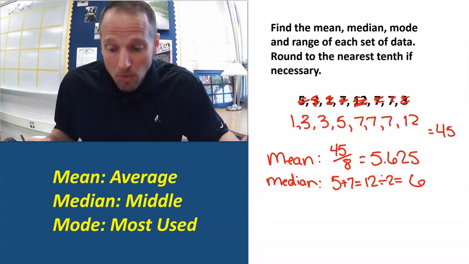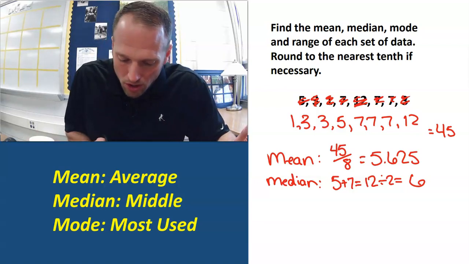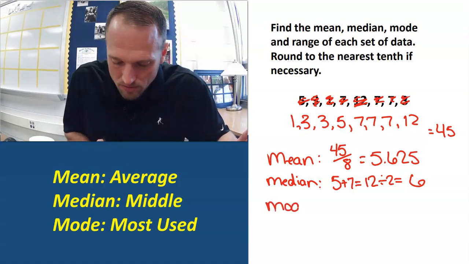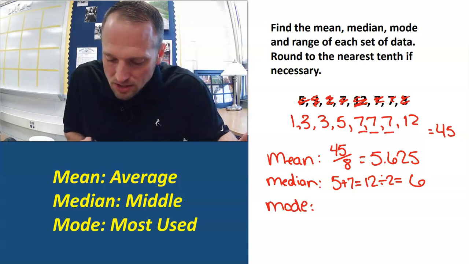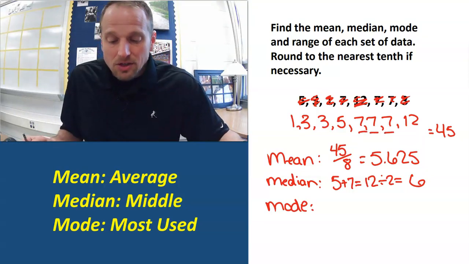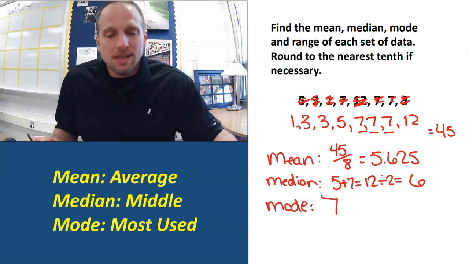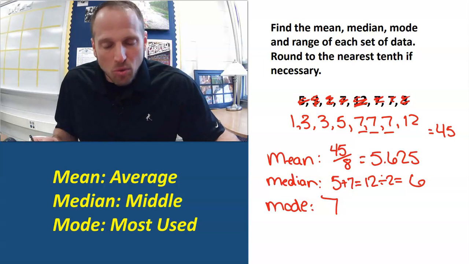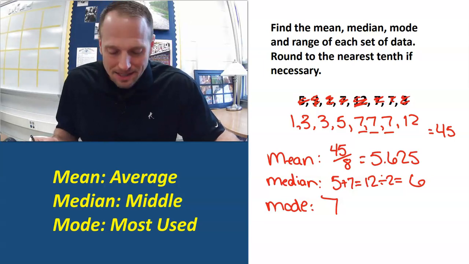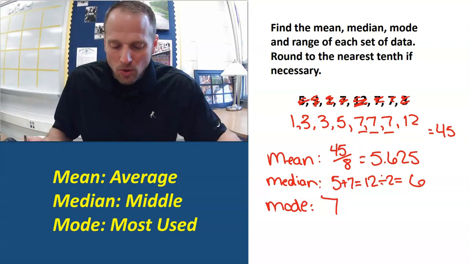Let's find the mode now. The mode is the number that is used most often. So that looks like it's going to be 7, because 7 was used 3 times, so our mode is 7. So the mean is 5.625, the median, the middle number, is 6, and the mode, the one used most often, is 7. How about the range?